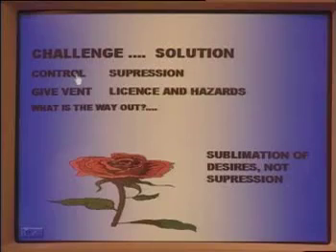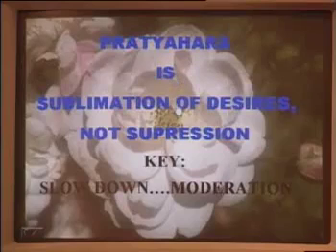Therefore, there is a big challenge. On one side, if you try to control, then it leads to suppression. If on the other hand, you allow free vent for the senses to get into their sense objects, it leads to license and hazards. And therefore, what is the way out? The way out is sublimation of the desires and not suppression, and that sublimation is what we call Pratyahara. Pratyahara is sublimation of desires, sublimation of the senses rushing towards sense objects, and not suppression.